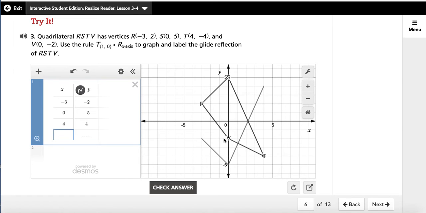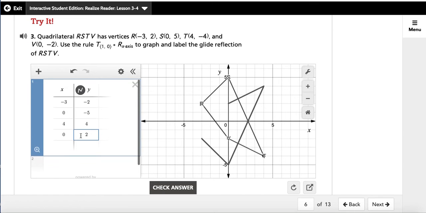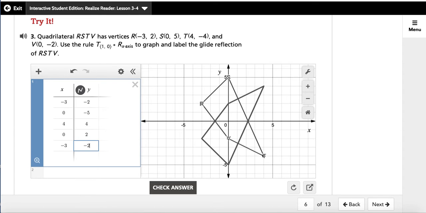And then the last point is V. V is at 0, -2. The reflection will put it at 0, +2. Okay, and I'm not familiar enough to know how to get it to go back. I am going to just type in the first coordinates again, I guess, to put it all together. -3, -2. There. So there's the first reflection.